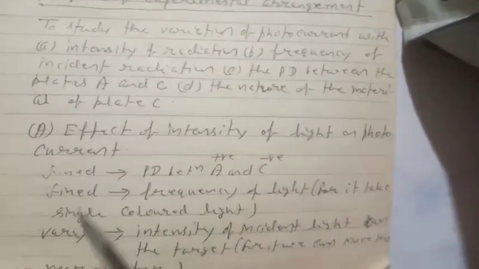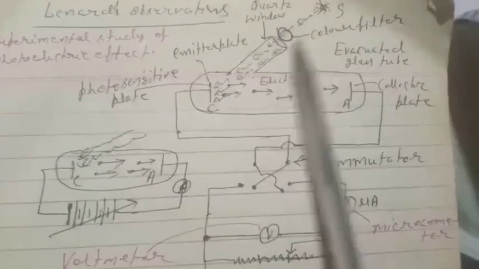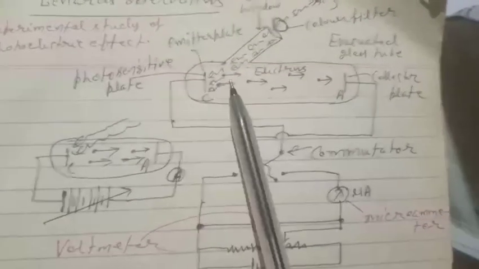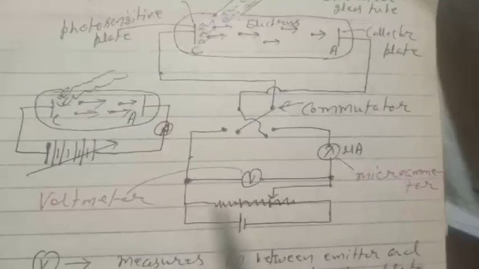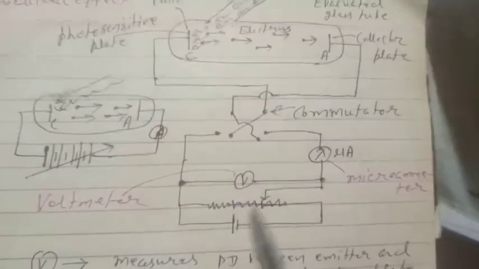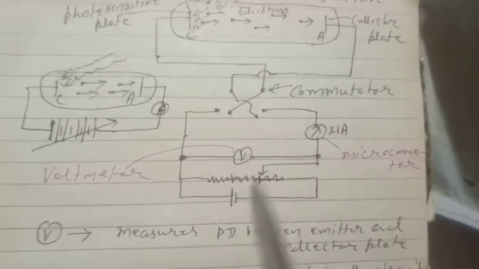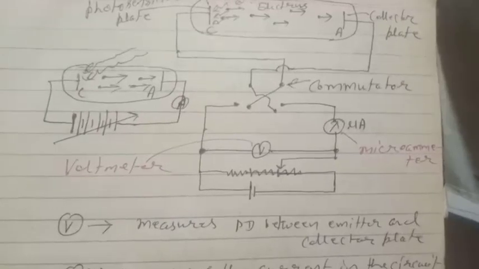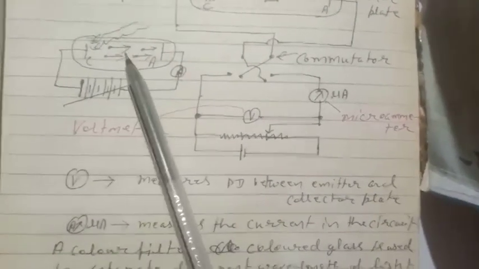A. Effect of intensity of light on photocurrent. This is an arrangement for the photoelectric effect. This is a metal where light is striking and electrons are emitted, which is measured by this microammeter. And this arrangement is for varying voltage. This is the battery connected with this system. A simplified figure is shown here.